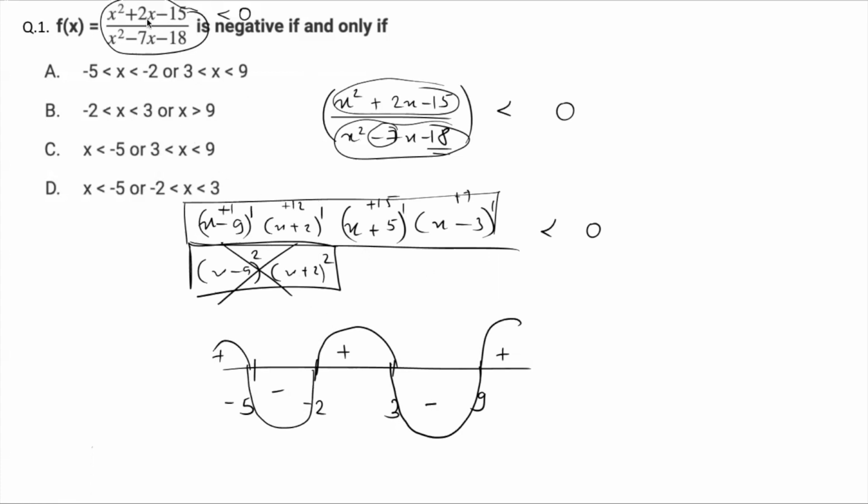Again, you want this entire expression to be less than 0. As we can observe, the expression will be less than 0 between minus 5 and minus 2, or 3 to 9. And this is very effectively and very correctly captured by option A. So the answer to your question here is option A.